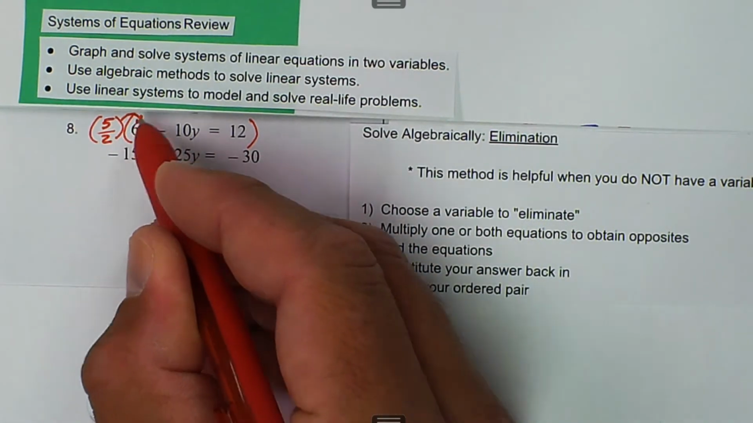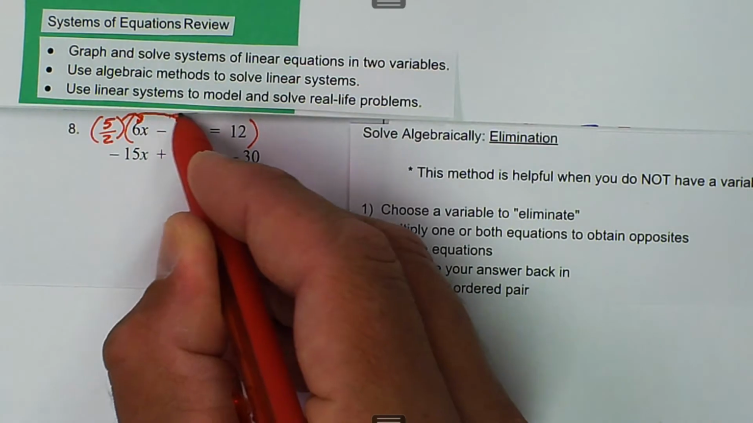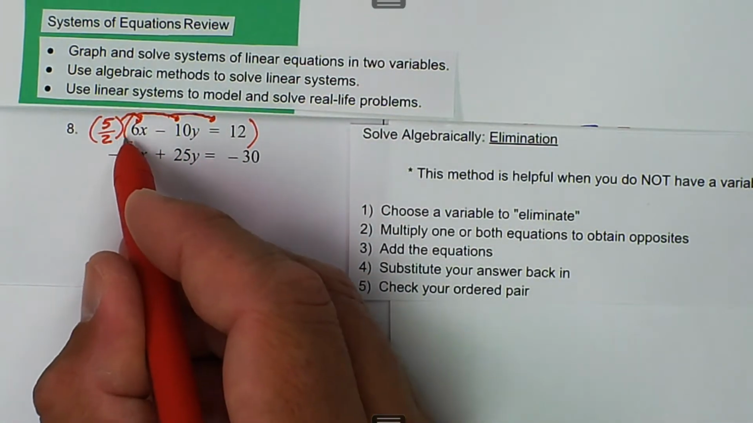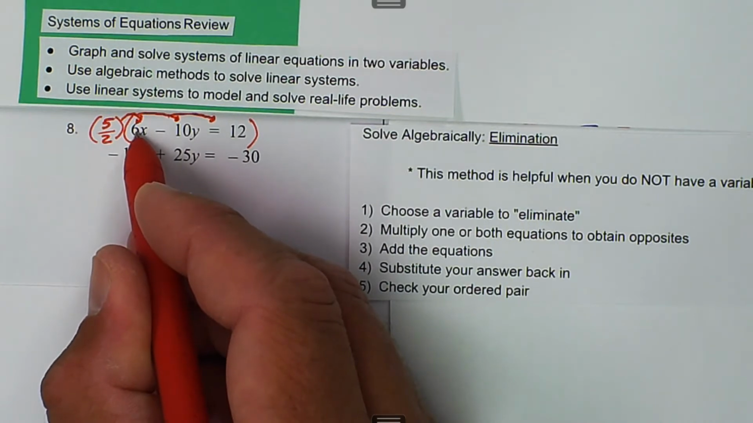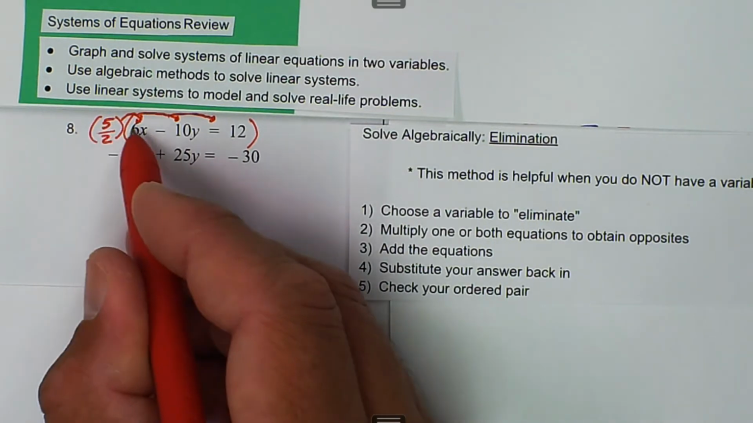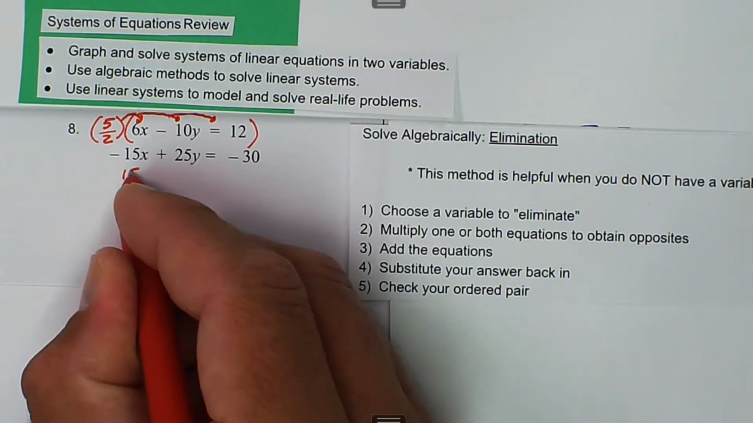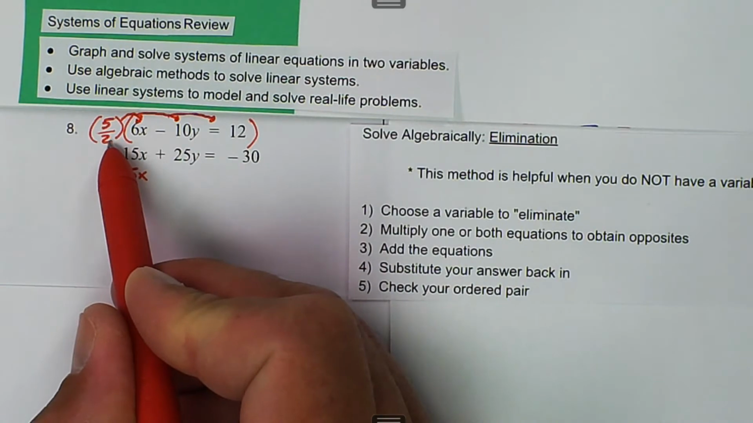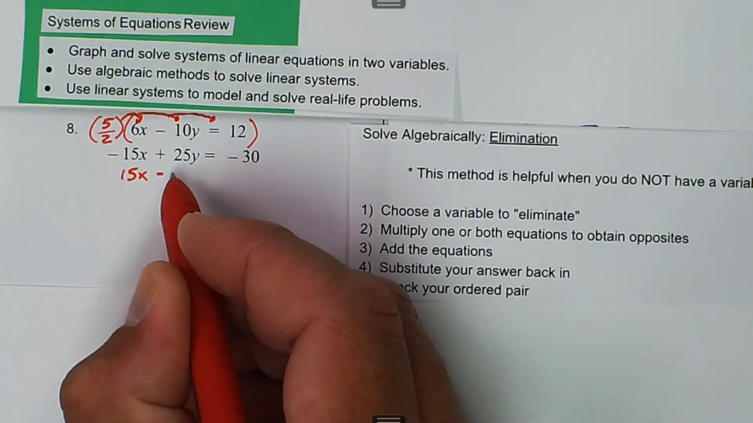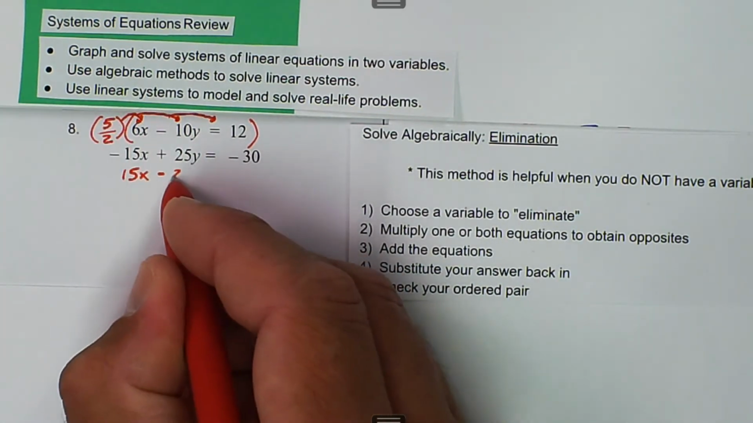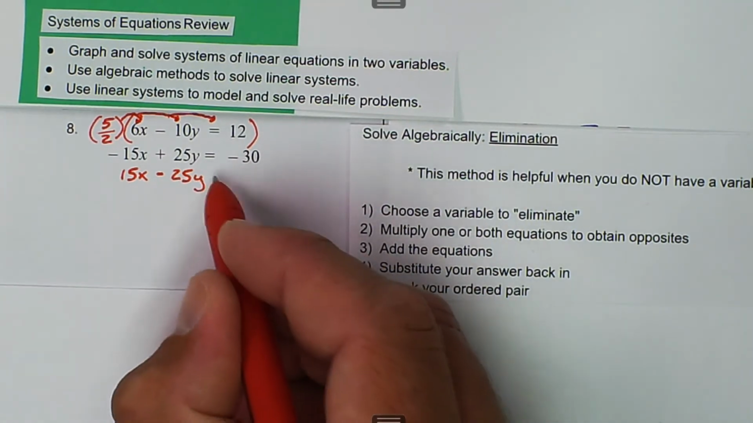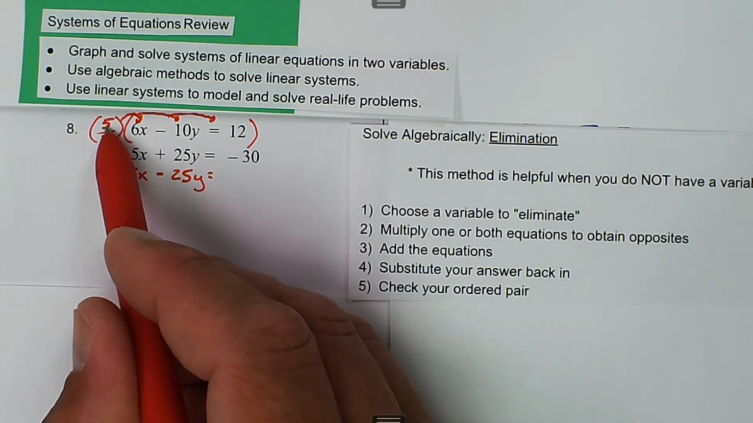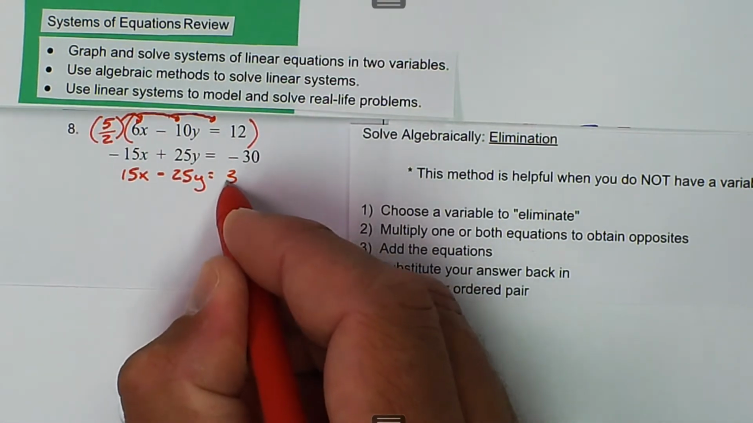So I'm going to distribute the 5/2 to all of the parts of the equation. So 6 divided by 2 is 3. 5 times 3 is 15x. Negative 10 divided by 2 is negative 5. Negative 5 times 5 is negative 25. And 12 divided by 2 is 6. 5 times 6 is positive 30.